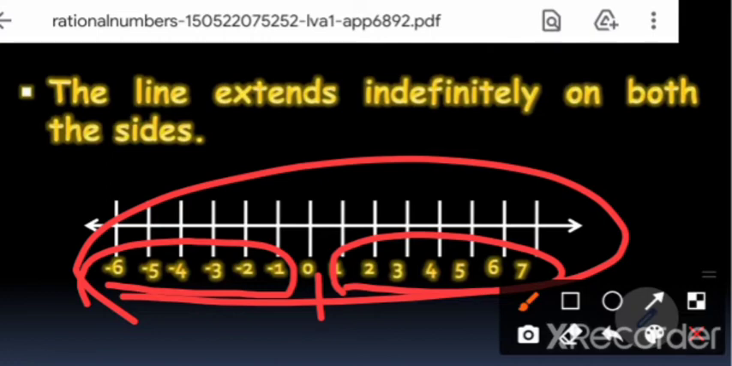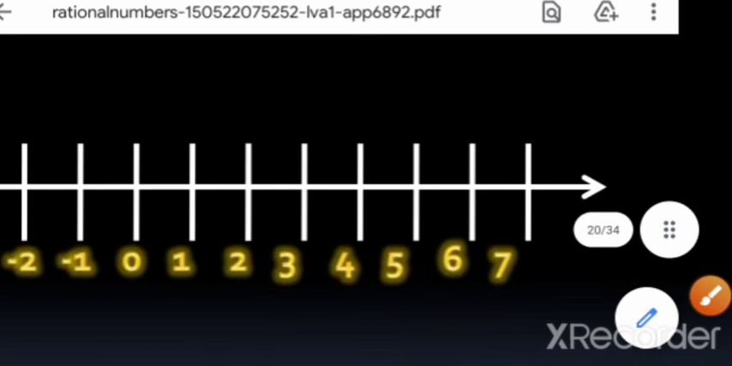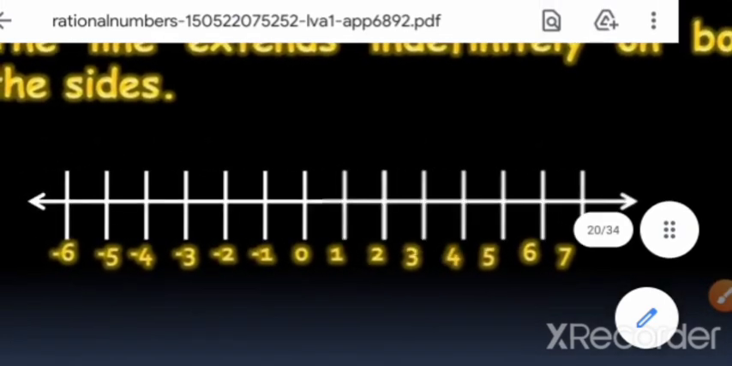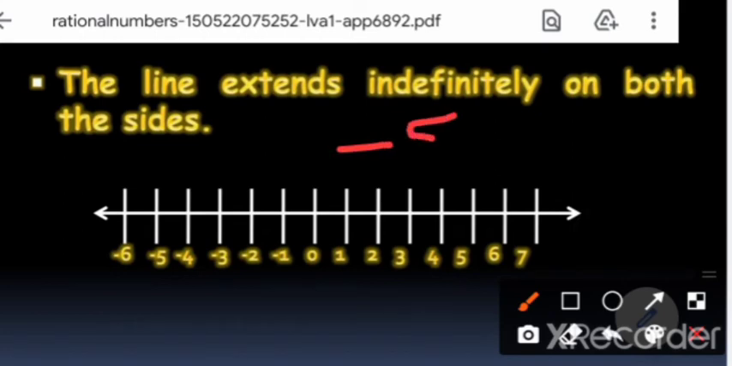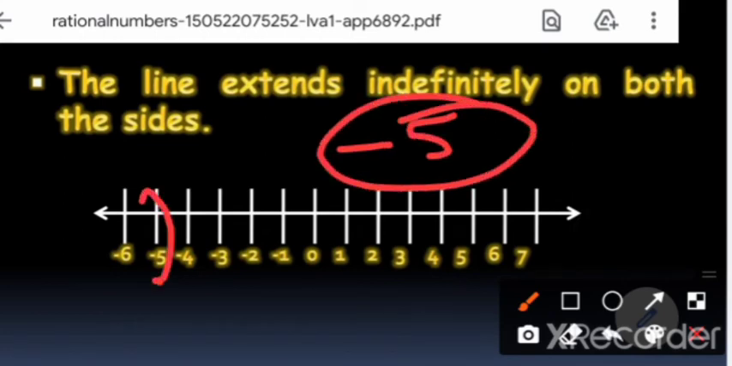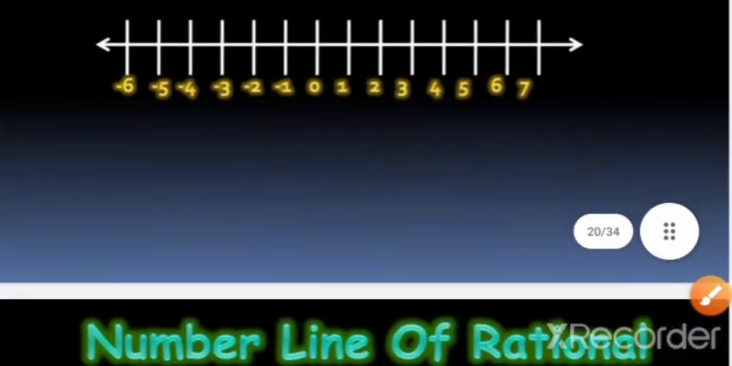Like if we take the number -5, how do we represent -5 on the number line? This point is -5 on the number line. If we take 6, it is 6. If we take 2, it is 2. So you can take any integer, and it is a representation on the number line.